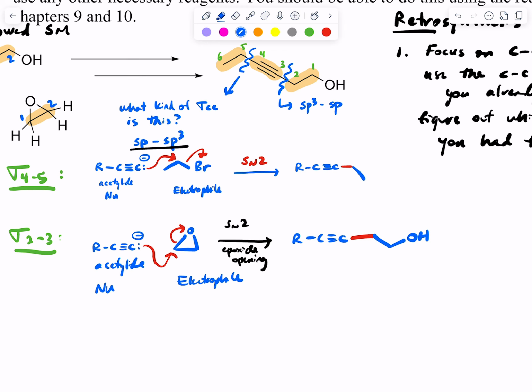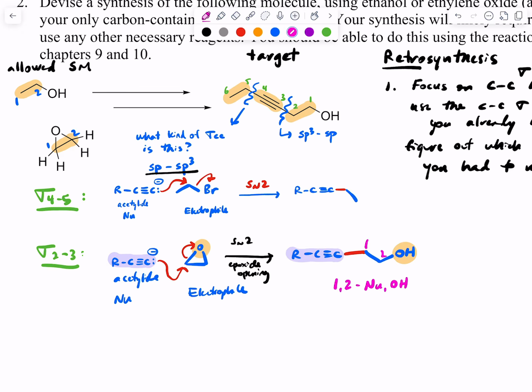Now, if that didn't occur to you, one of the things that will help when you're doing your flashcards is to pay attention to structural patterns. Notice that the product of this reaction has an OH group from your epoxide and then the nucleophile, and they are on adjacent carbons. You have this 1-2 substitution pattern, 1-2 nucleophile OH pattern. And you can see that that pattern is present in the product.